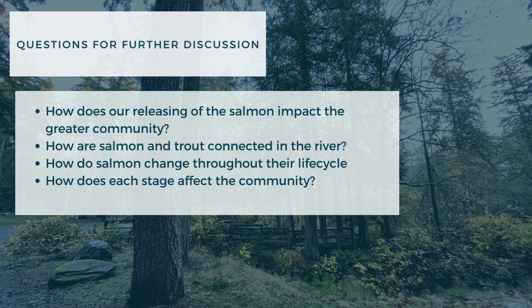So some questions for further discussion are, how does our releasing of the salmon impact the greater community? So this one is specifically, how does our releasing of the salmon impact the community? How are salmon and trout connected in the river? We know that they both live there. How do salmon change throughout their life cycle? And how does each life cycle stage affect the community?